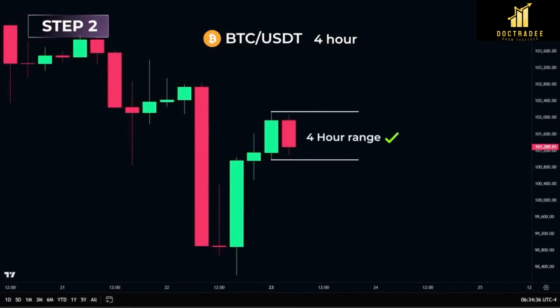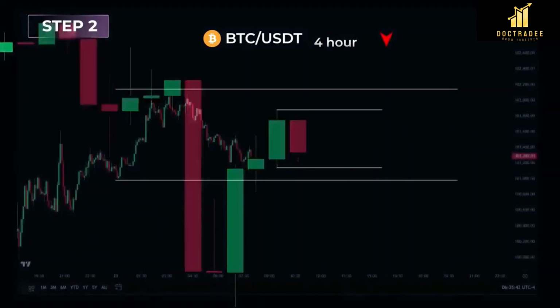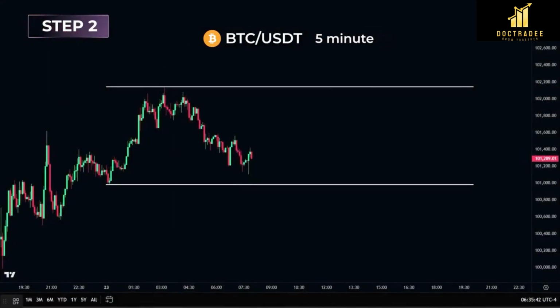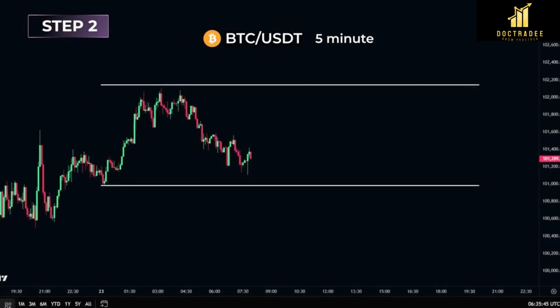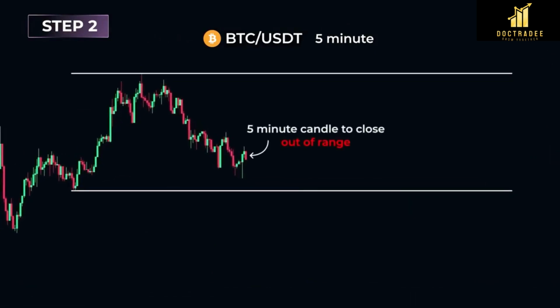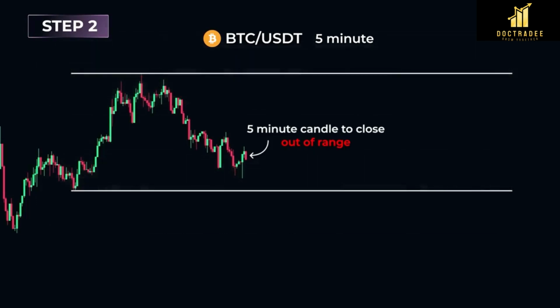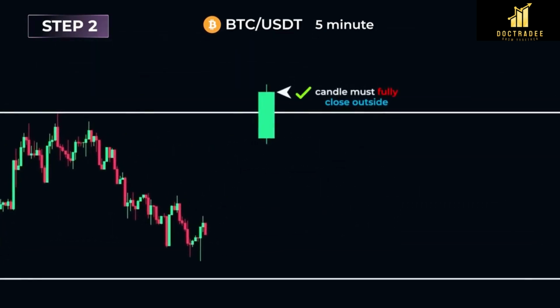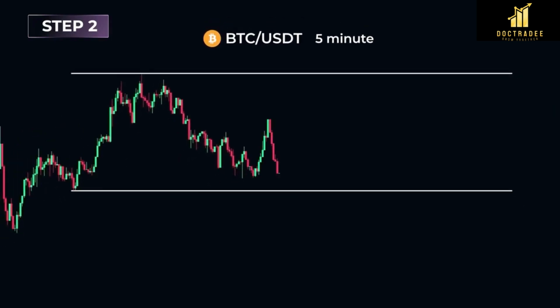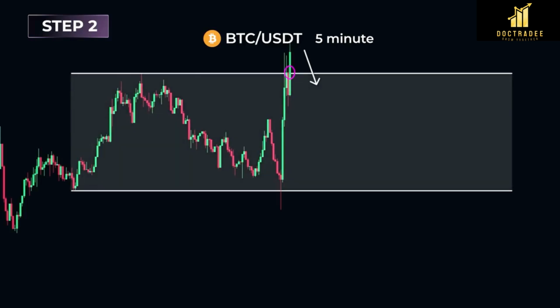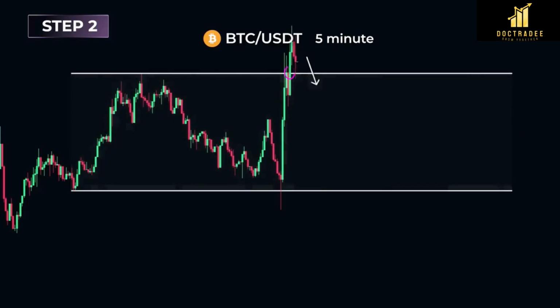After the 4-hour range is identified, we go down to the 5-minute time frame to look for scalp setups. The setup we're looking for is when the 5-minute candle closes outside of the range, either the range high or range low. But again, the key here is the candle must fully close outside, so wicks alone don't count. After the breakout, we then wait for price to re-enter and close back inside the range again. But make sure that all of this happens within the same day as the 4-hour range we marked.